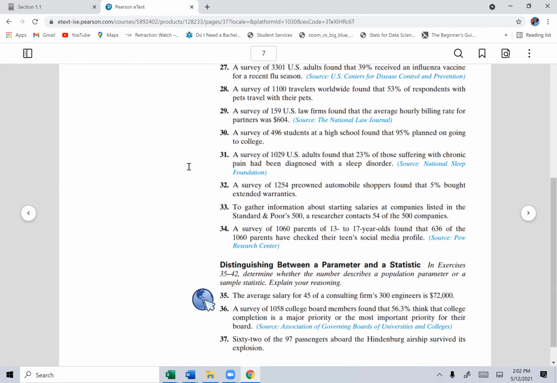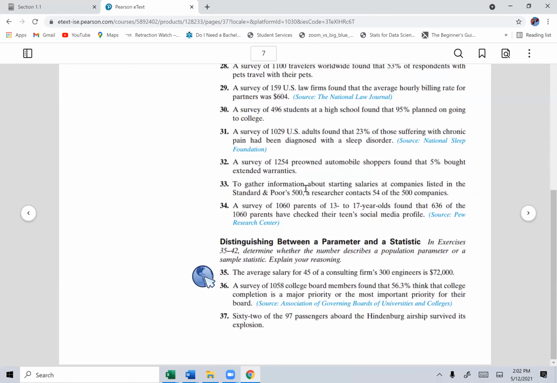Number 30: A survey of 496 students at the high school found that 95% planned on going to college. What would be the population? All students at the high school, yes. And what would be the sample? The 496 students who were surveyed, I agree.